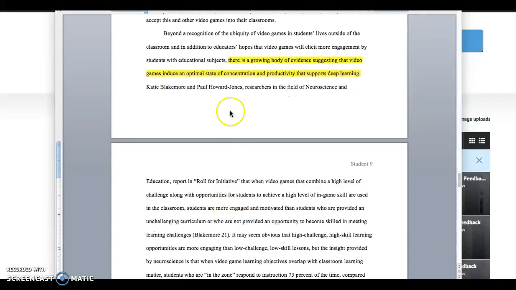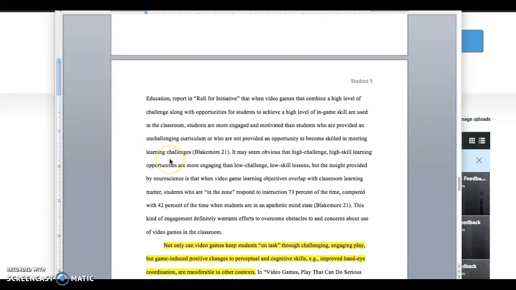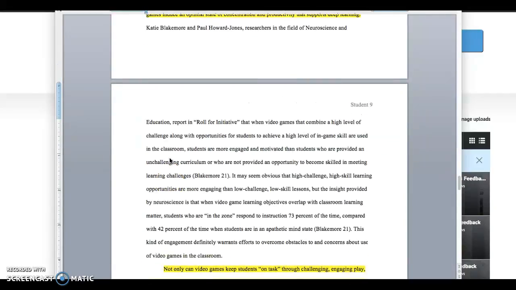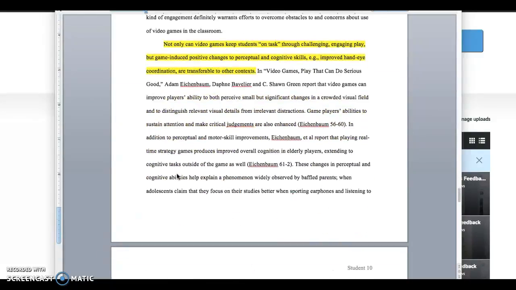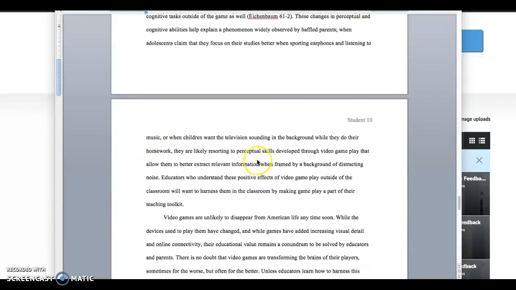Here is another your view. So his own opinion: there's a growing body of evidence suggesting that video games induce an optimal state of concentration and productivity. That was his argument, and he develops that further here in a paragraph. So that was one of his ideas or your views, and this one worked because it just had two references, just like it's supposed to. And then another your view. Video games can help keep students on task and improve cognitive skills. Oversourcing a little bit here, just a little too much, needed more of his voice and his argumentation through here.